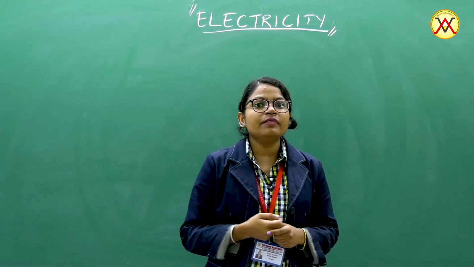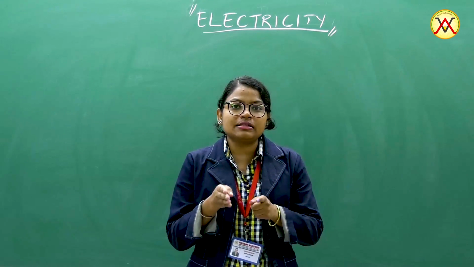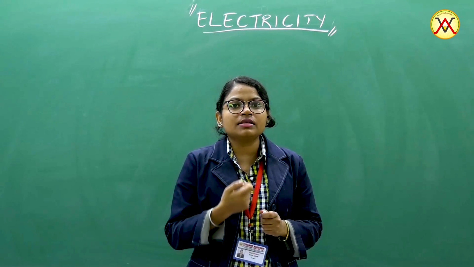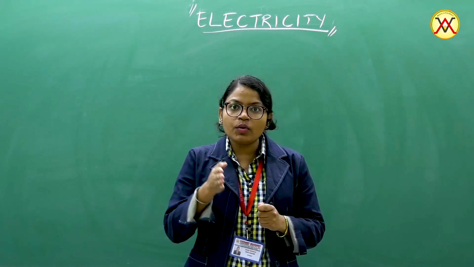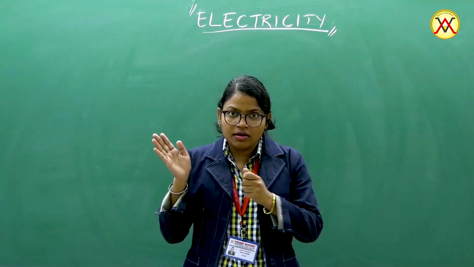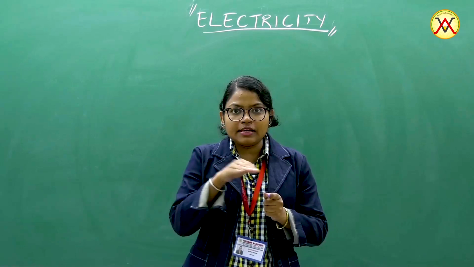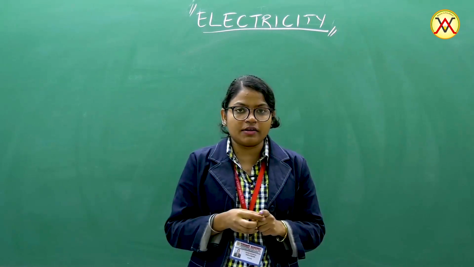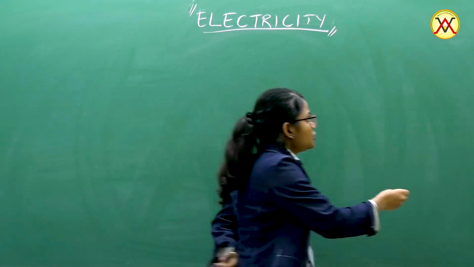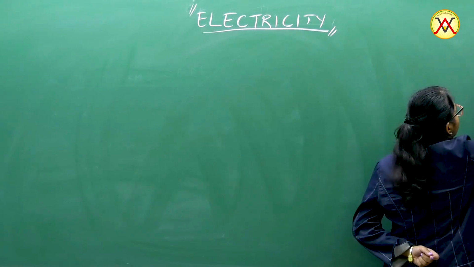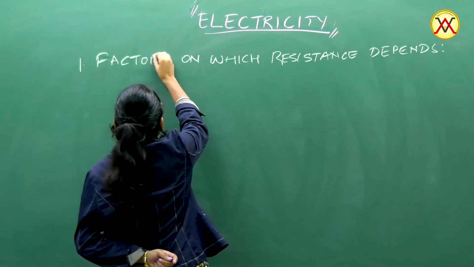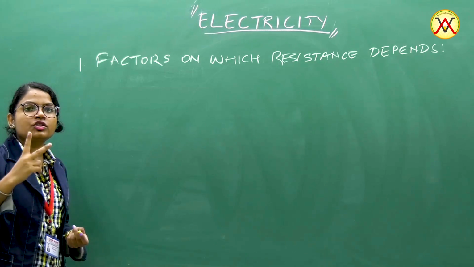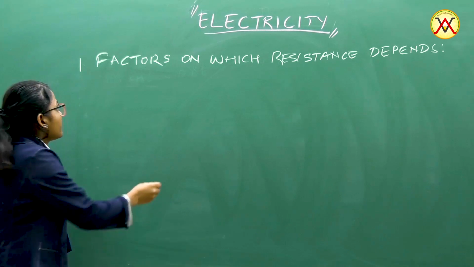Hello everyone. Today we shall be focusing solely on resistance, how it is related to our current, what factors it depends on, and how current and potential difference differ as per the resistance in our circuit. Okay, so the topic we shall be taking today is the factors on which our resistance depends. There are basically 4 factors, of which 2 are of prime importance.